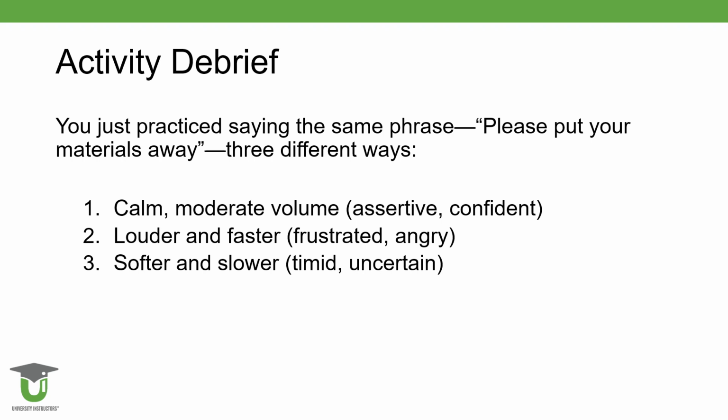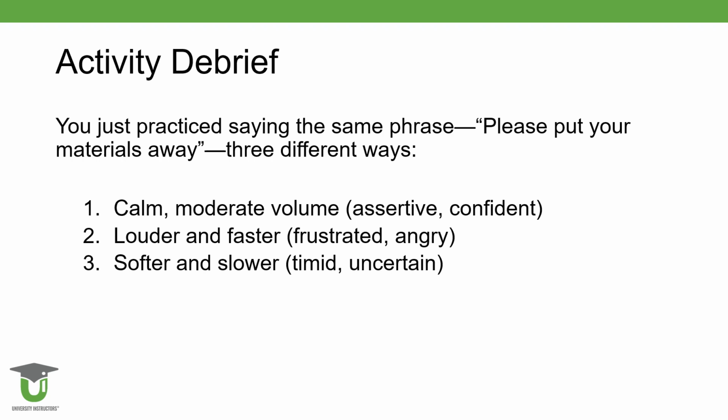Most instructors usually find that number 1, calm and moderate, is most effective. This assertive, confident tone communicates control, respect, and clear expectations without escalating the situation. It models self-regulation and builds a safe emotional climate. Students are more likely to comply when directions are calm and steady, and it encourages respectful communication on both sides.